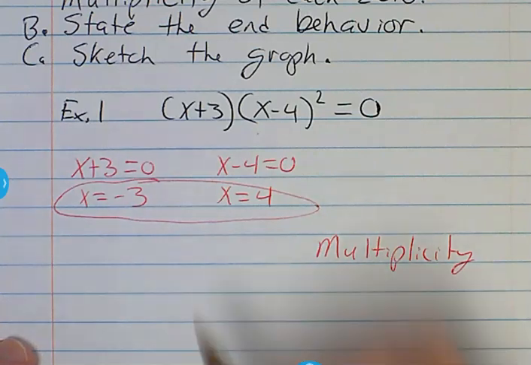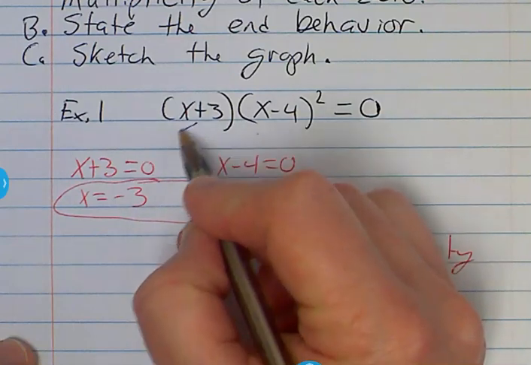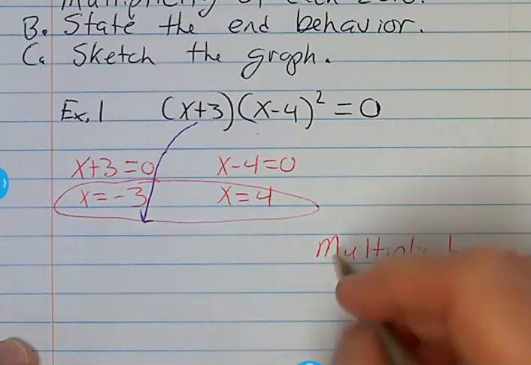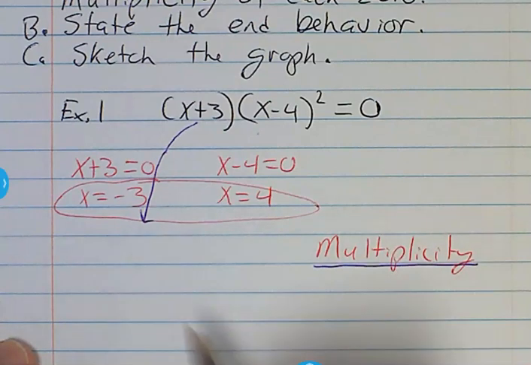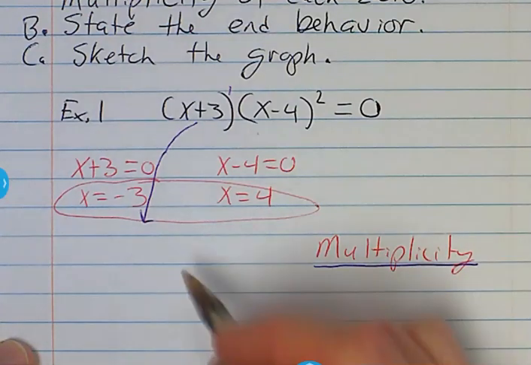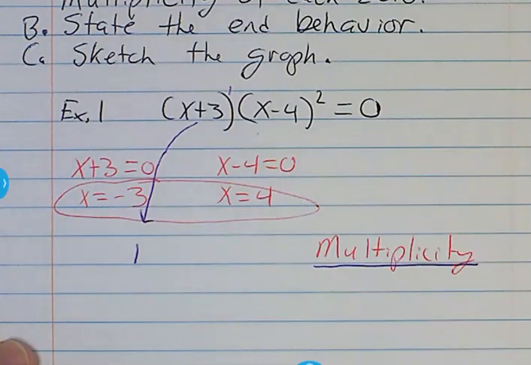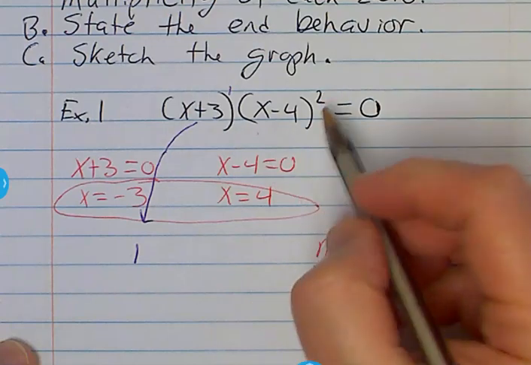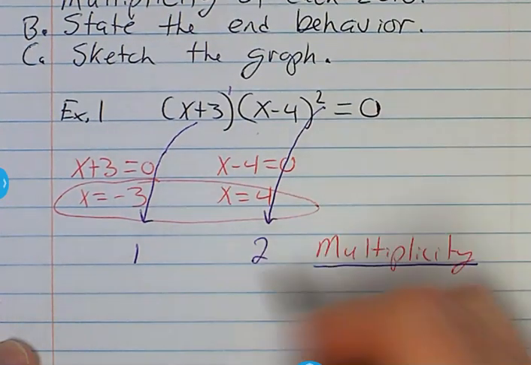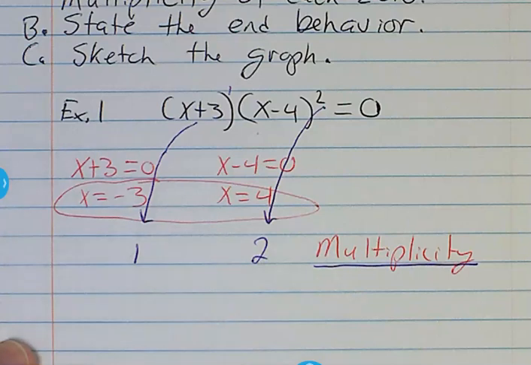All right, so for x plus 3, we went this way to get this answer. So when they ask us for the multiplicity, this is x plus 3 to the first power, so this one would have a multiplicity of 1. X minus 4 was squared, so for this solution, the multiplicity would be 2. All right, everybody okay with that?